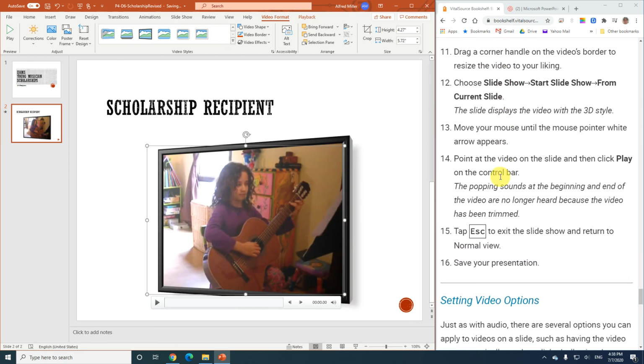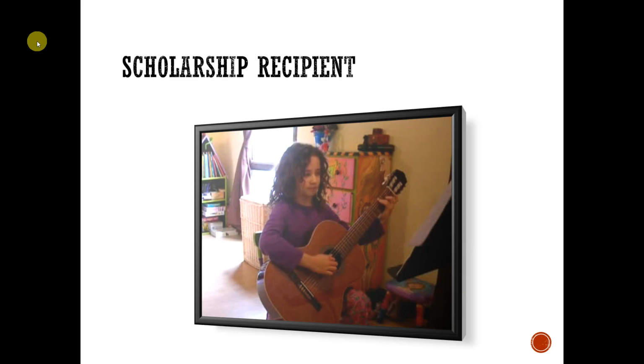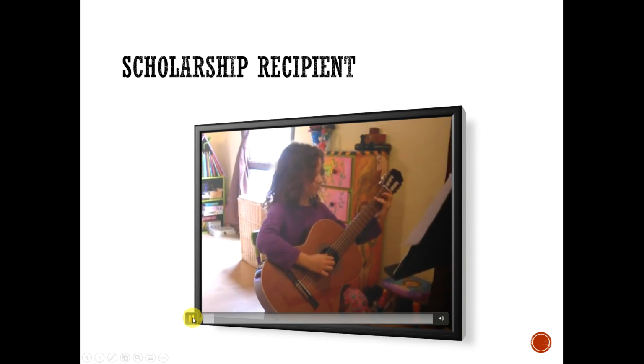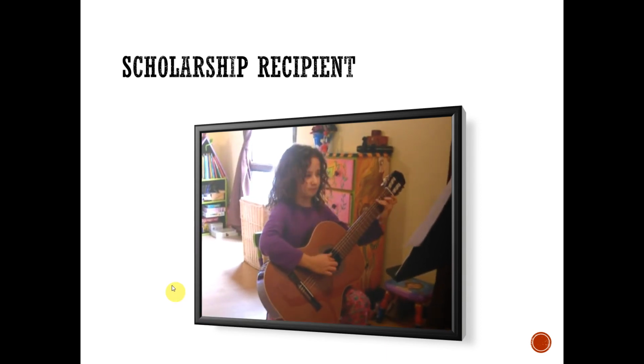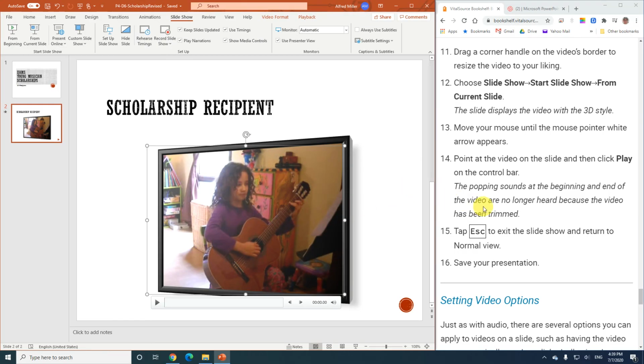Step 12 is to choose slideshow, start slideshow from current slide. Move your mouse until the mouse pointer white arrow appears, point at the video on the slide, and then click play. So they just want us to quickly see what it looks like now by going to slideshow, start slideshow from current slide. When you move your mouse around, see how the play button shows up, and you can click play on the video. I'm going to pause it and then end my show by pressing escape. I'm going to save my changes.